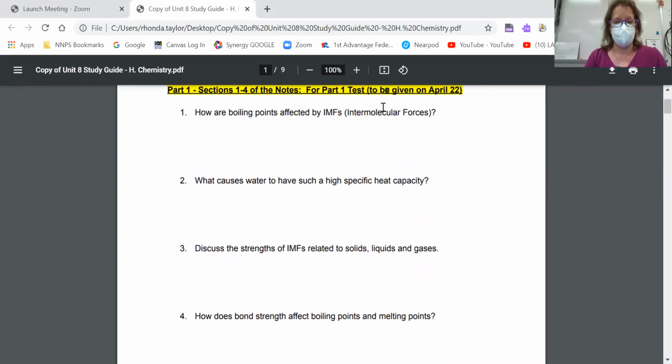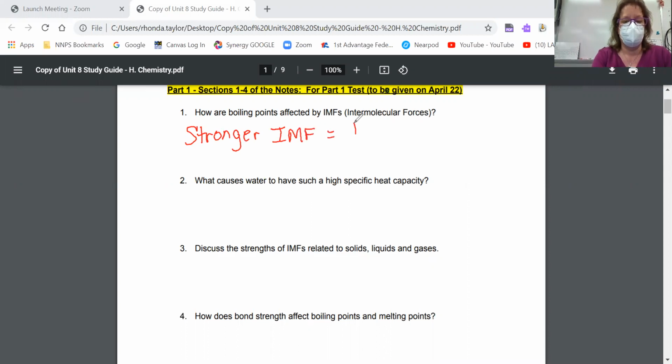Okay, let's get my annotated tool up. All right, so how are boiling points affected by the IMFs? Remember, IMF stands for intermolecular forces, and those are the forces that will hold molecules together. So just know that when you have stronger IMFs, that's going to be higher boiling points. Okay, and the reason being is you're trying to turn that liquid into a vapor, which means you're trying to pull the molecules away from each other. And so the stronger the IMF, the harder it will be to break apart. So you're going to have to apply a lot more energy or a lot more heat.